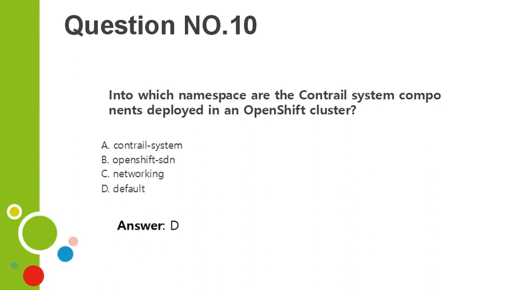Question number 10. Into which namespace are the Contrail system components deployed in an OpenShift cluster? A. Contrail system. B. OpenShift SDN. C. Networking. D. Default. Answer: D.